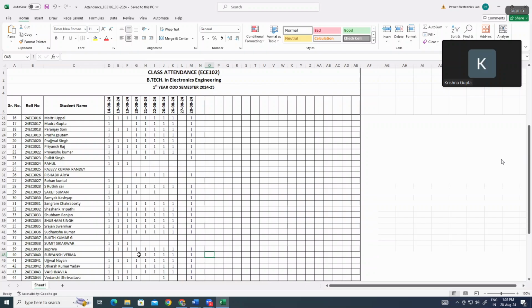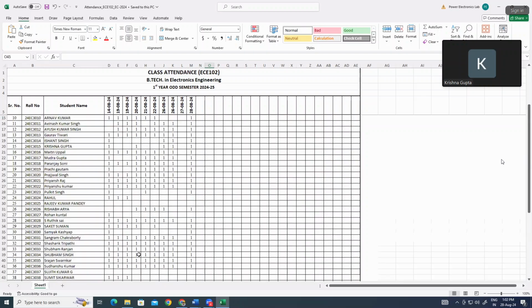Sir, my attendance on the 18th and 21st is not marked while I was there. I was absent on the 19th and 22nd, but it was not marked. My name is Krishna Gupta. Okay, no issues. If you were present, when you come here in offline mode, you have to show your attendance there. Okay, sir.